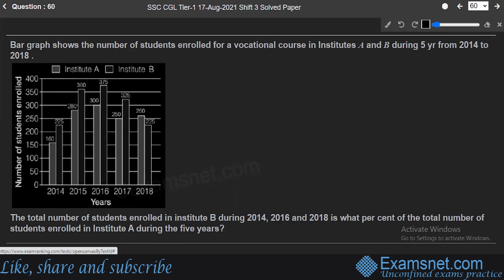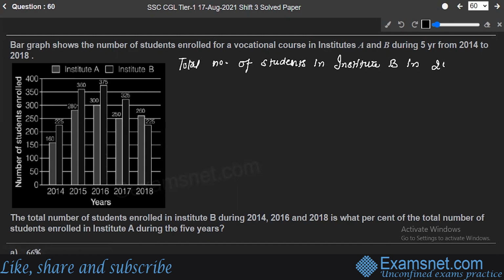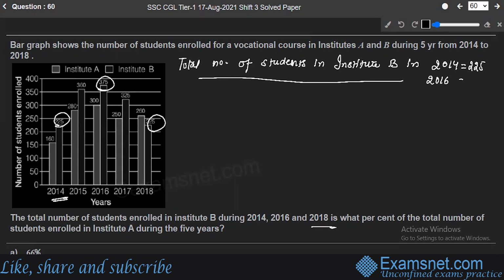Okay, so let's go with the solution. First of all, total number of students in Institute B. In 2014, Institute B, the number of students are 225. In 2016, the number of students are 375. And then the number of students in 2018 in Institute B are 225 again. So let's write down: number of students in Institute B in 2014 is equal to 225, in 2016 is equal to 375, and in 2018 is equal to 225 again.